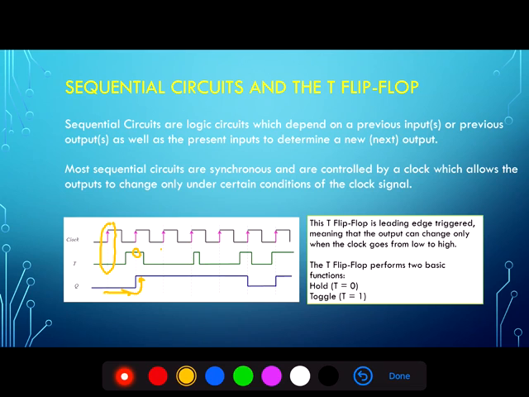Subsequent trailing edges, or leading edges, all will see a value of 0 at the T input, so we hold the value of Q all the way through this leading edge here, where T is once again 1, and we change to the opposite state of Q from 1 to 0. On this last leading edge, T is still equal to 1, so we'll once again toggle the output, this time going from 0 to 1.